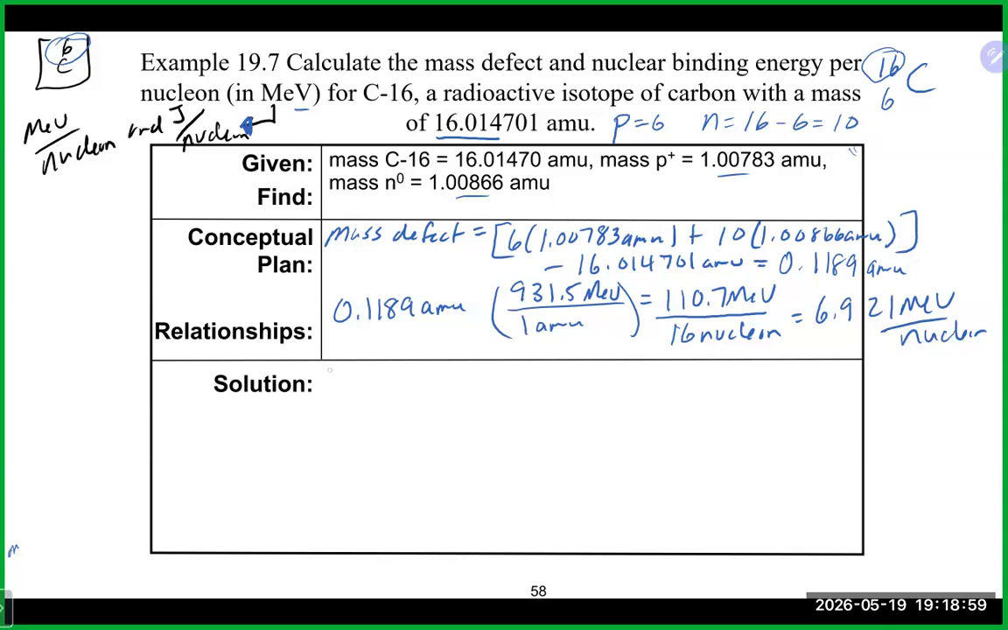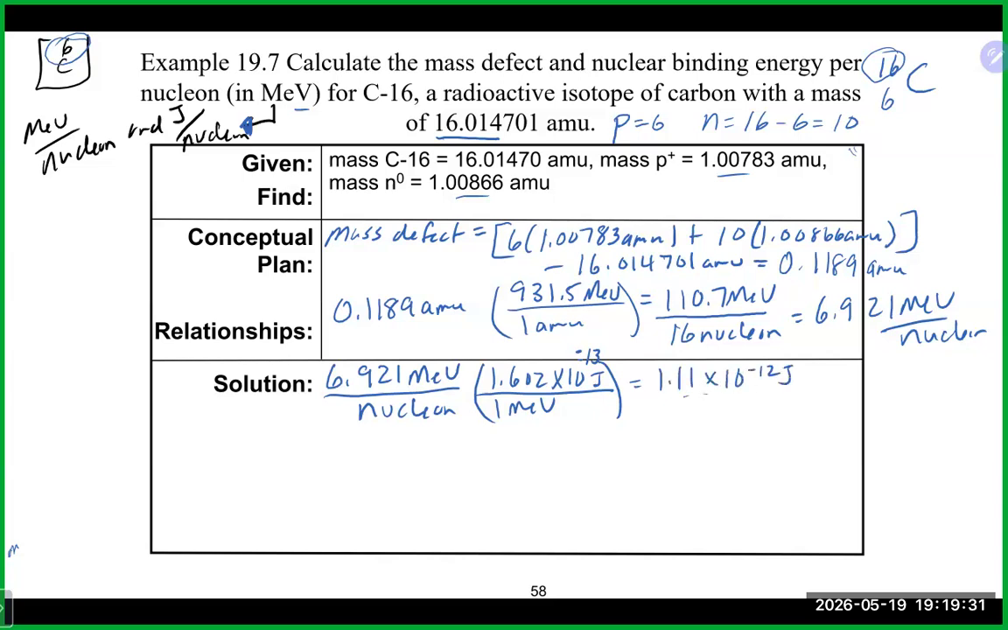We can then convert it into joules per nucleon by using the other conversion that we had. So we take 1 mega electron volt equals 1.602 times 10 to the minus 13 joules. So we'll take 6.921 times 1.602 times 10 to the minus 13. That'll give us something like 1.11 times 10 to the minus 12 joules per nucleon here.